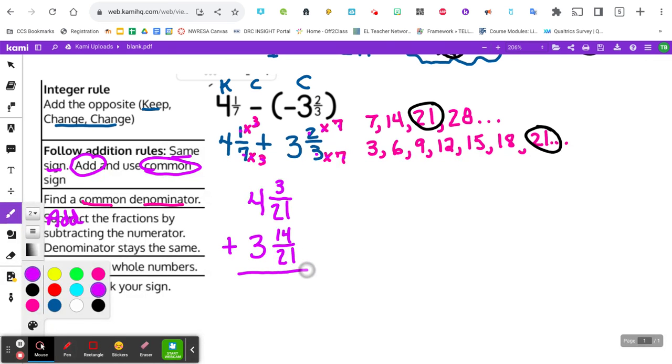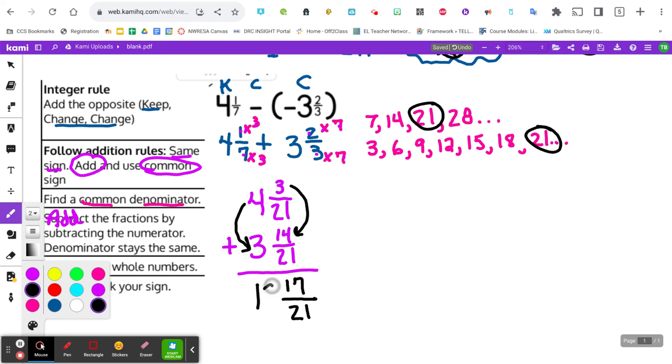Okay, so now I'm going to add the numerator. So 3 plus 14 is 17. The denominator stays the same, so my denominator is 21. I'm going to add my whole numbers. 4 plus 3 is 12.